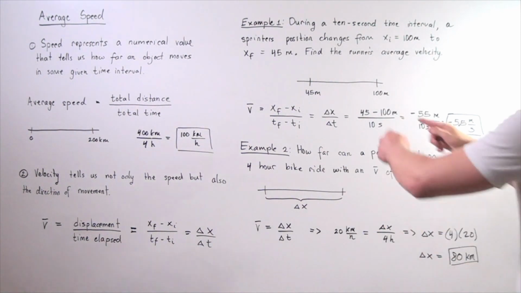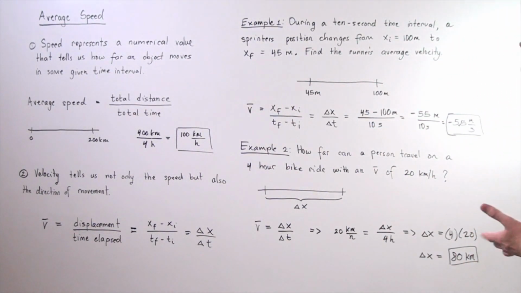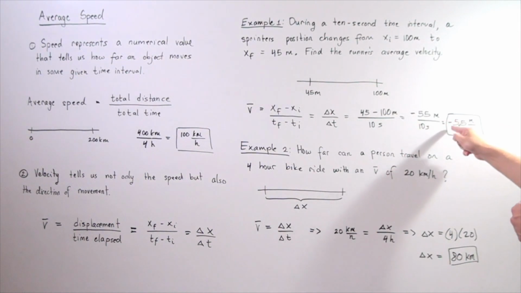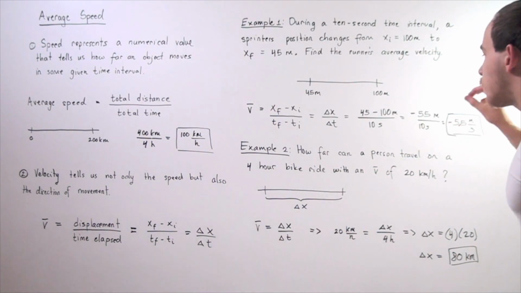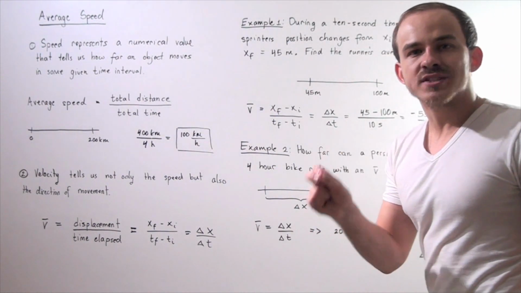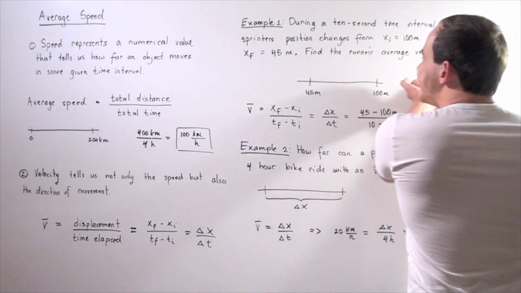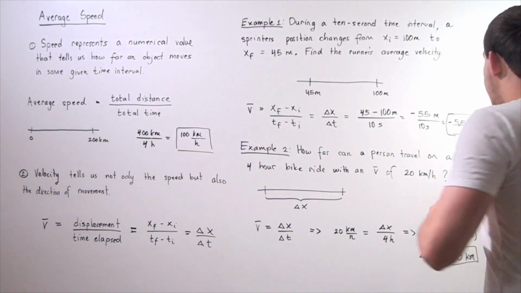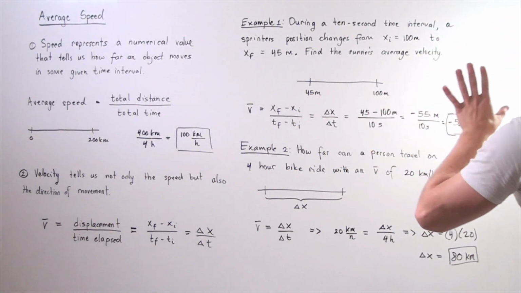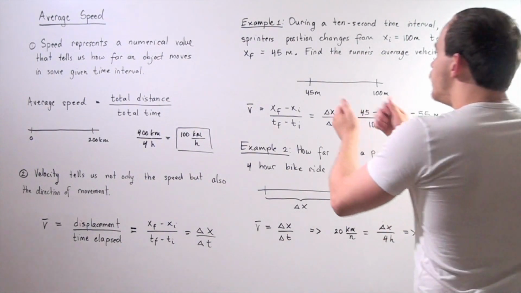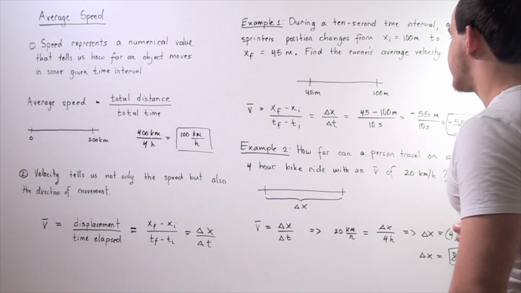In other words, our displacement was this, our time was this, and we get our average velocity, negative 5.5 meters per second. So notice the negative represents our direction. In other words, negative tells us that we moved in the negative direction, towards the left along the x-axis. If this was positive, if we went from 45 to 100, that positive would tell us that we moved this way, towards the right along our x-axis.